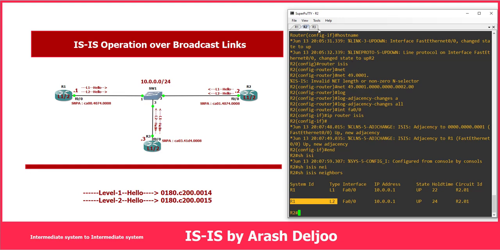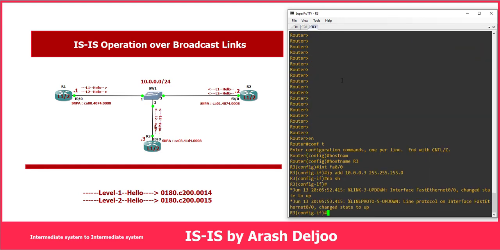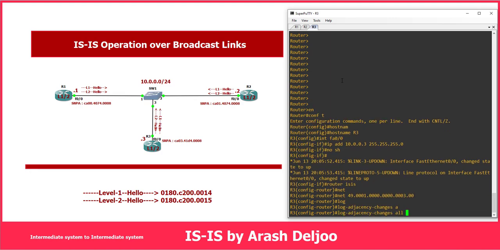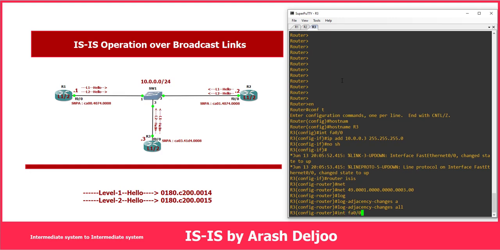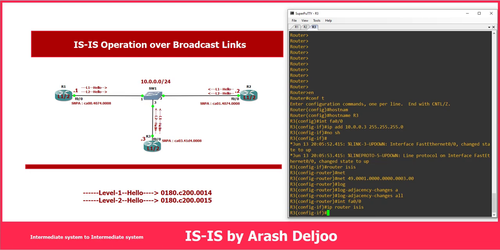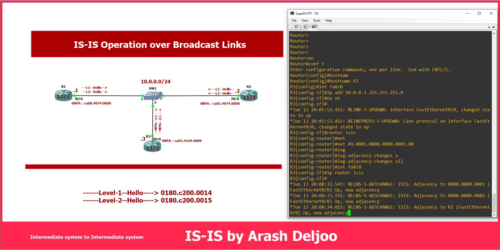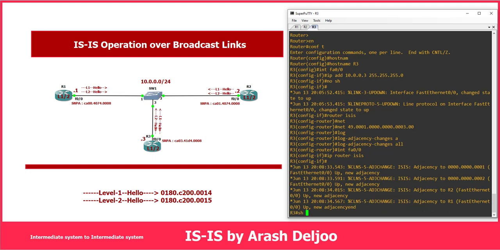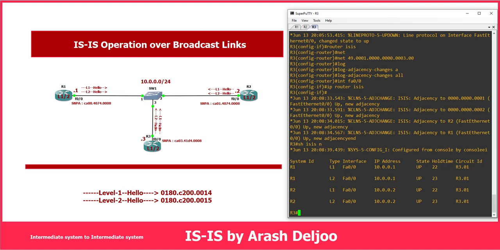Let me check the status of router 3. Everything is okay here. Router ISIS, the net is 49.0001.0000.0000.0003.00. Log adjacency change all, and the last command is interface FastEthernet 0/0 with ip router ISIS. We should wait. After some seconds, we expect to see neighborships between router 3 and router 1 and router 2. Look here. In router 3, show ISIS neighbors shows that we have four neighborships.